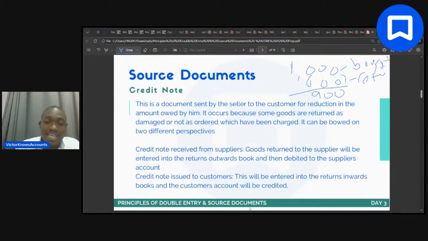Now, in that case, to show that your indebtedness has been reduced, the seller sends a credit note to tell you that he has removed 100 naira from your total indebtedness of 1,000. So now your net indebtedness is what? 900 naira. Is that understood? So that is how a credit note works. It is given as a result of what? When goods are returned and the amount that the customer owes has now been reduced. All right, so please don't forget that.